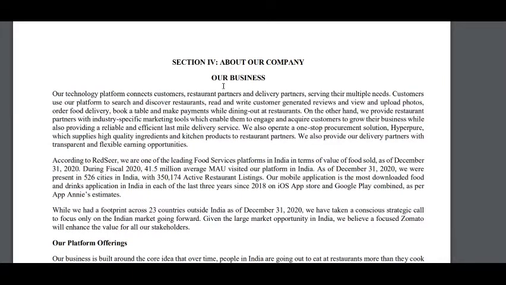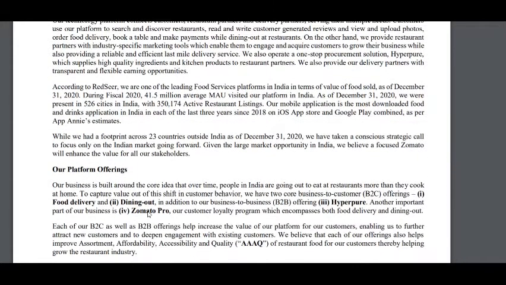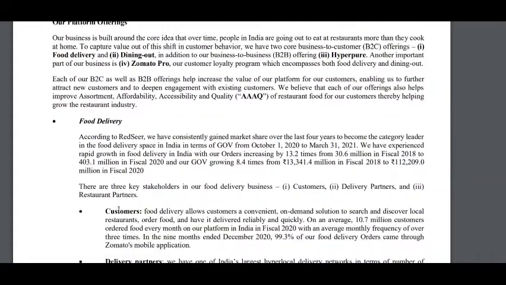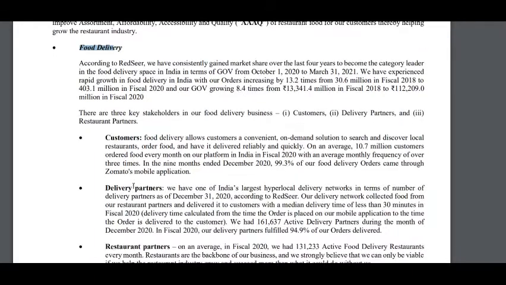Next point is about their company, Zomato as company, and what is their business, what they do. So if you see, they are saying our platform offerings first is B2C, which is food delivery and dining out. In addition, they have B2B, which is business to business, Hyper Pure, where they collaborate and take the organic products or agriculture products and give it to restaurants, I believe. And then you have Zomato Pro, as we might all know that they have partnership with restaurant where they offer discounts and other customer related offers.